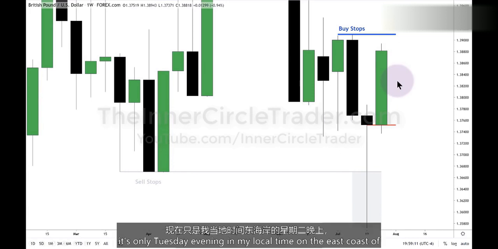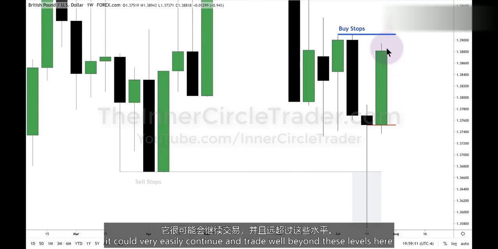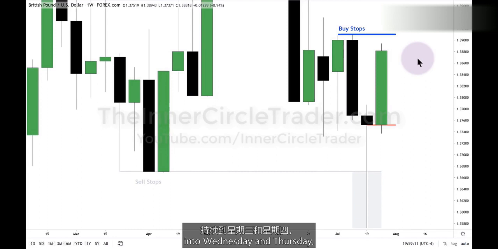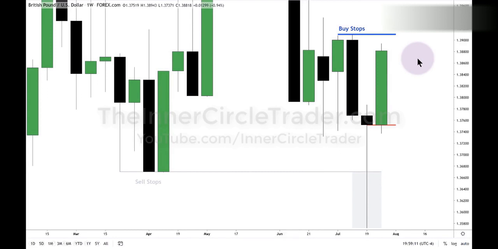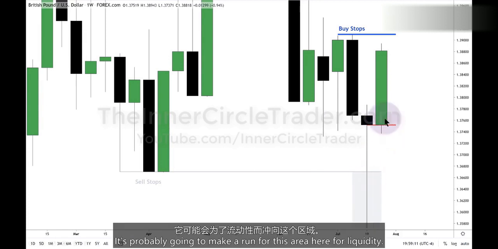Now, at the time of this recording, it's only Tuesday evening in my local time on the East Coast of the United States, but it could very easily continue and trade well beyond these levels here into Wednesday and Thursday, maybe even Friday. I don't need to know that. The premise starts with, we're down here, we came off the low after taking stops, it's probably going to make a run for this area up here for liquidity.